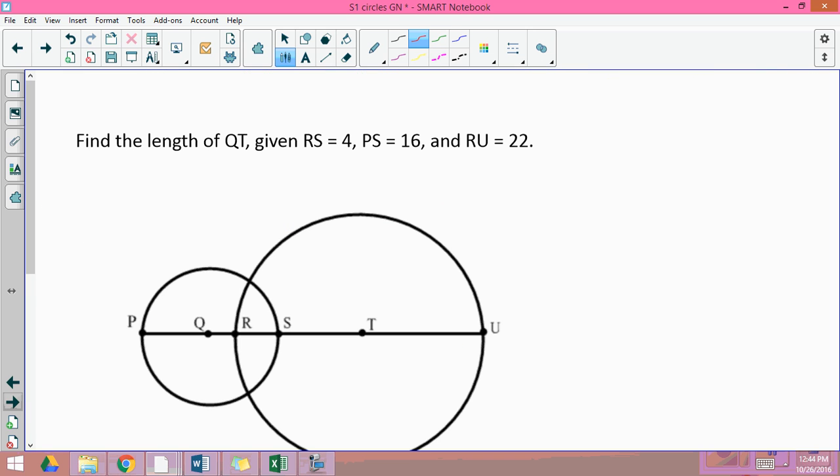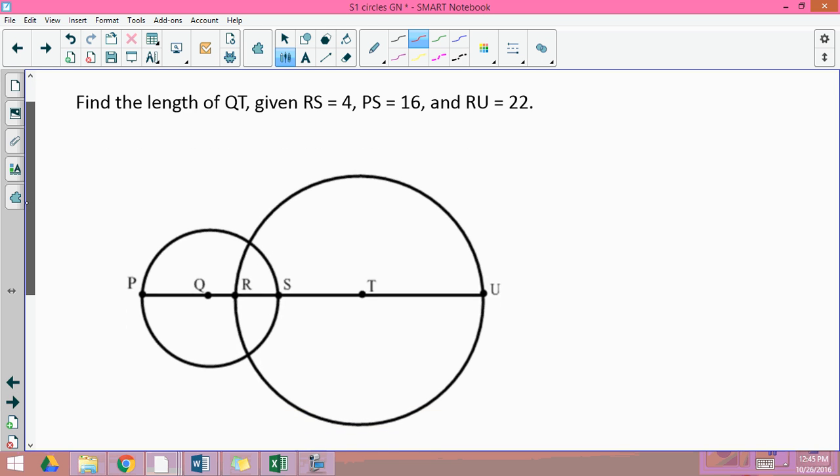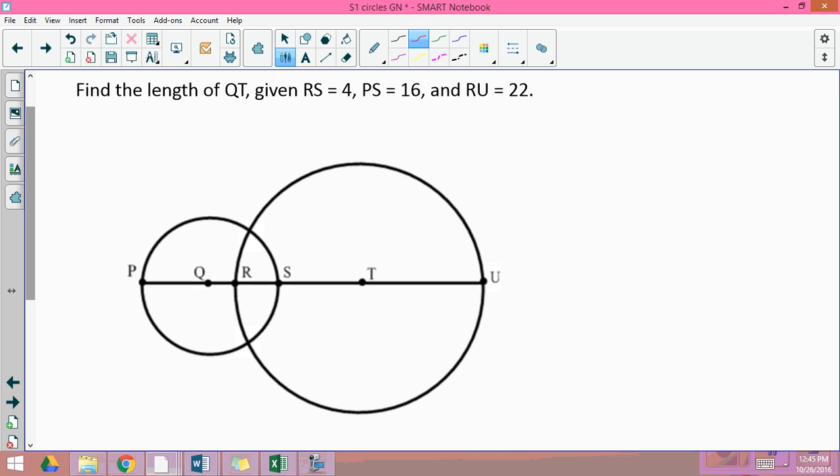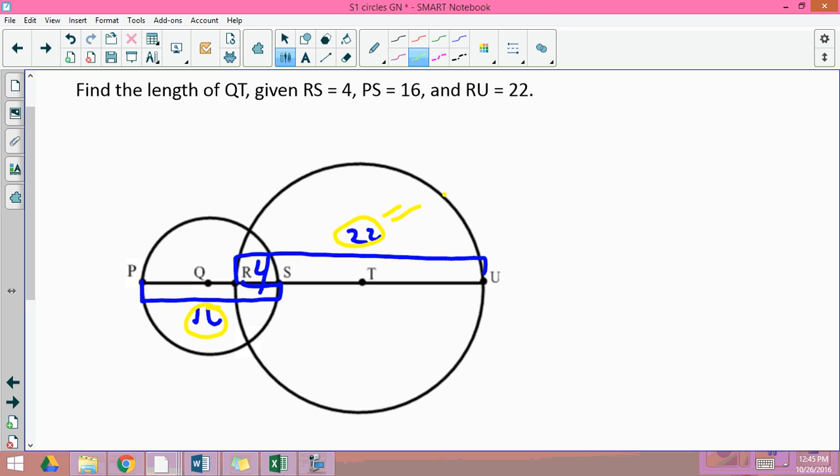So let's practice with a couple of these ideas. This first example is really kind of a segment chase. We've been doing angle chases, but this is applying a lot of different information. First we mark our picture. R to S is 4. P to S is 16. And R to U is 22. Now it's really key to notice that this number and this number are the diameters.